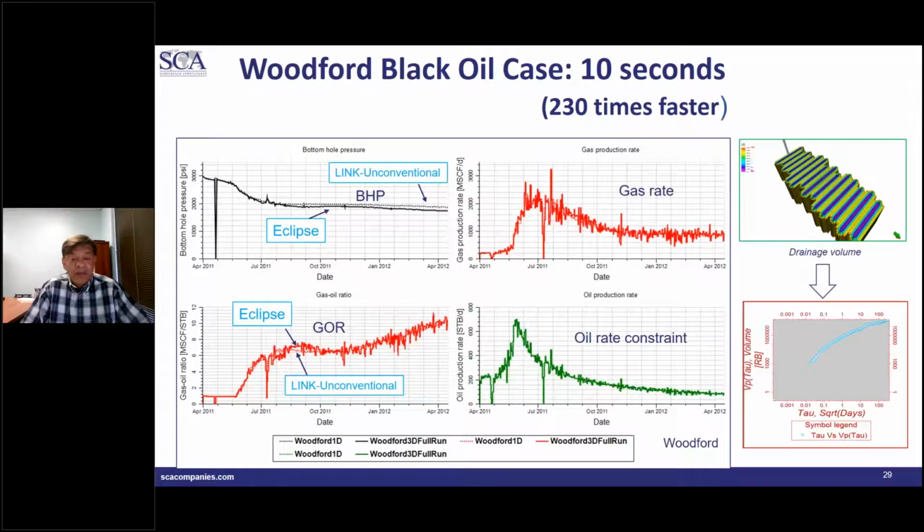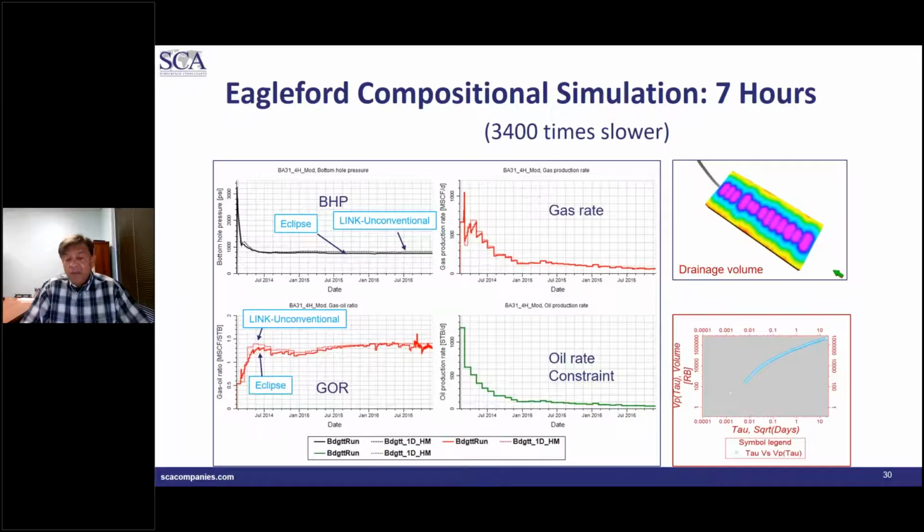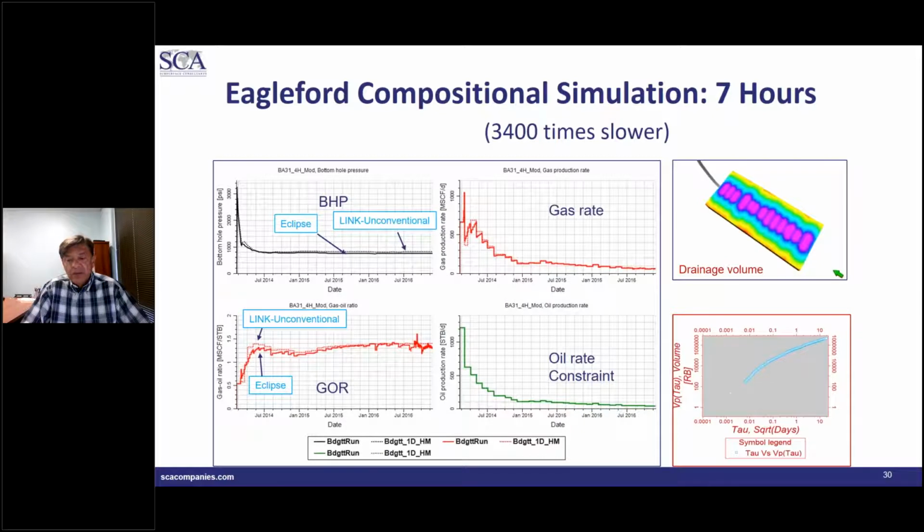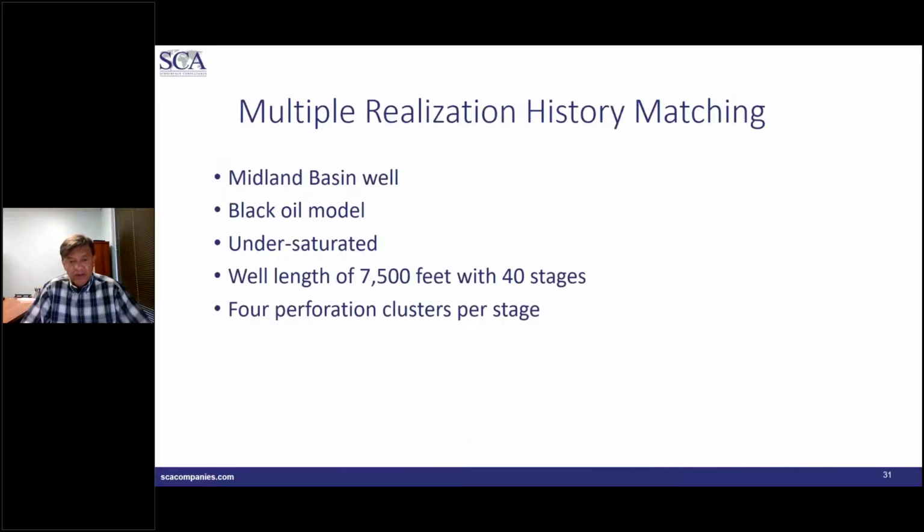And again, we are comparing the results coming from link unconventional with those from Eclipse, and you can see the results match reasonably well, but our simulation time is about 230 times faster than conventional 3D simulation. And the more complex the physical process, the more advantage you gain in using our methodology. So here you have a compositional simulation, and our simulation time is 3,400 times faster than conventional simulation.